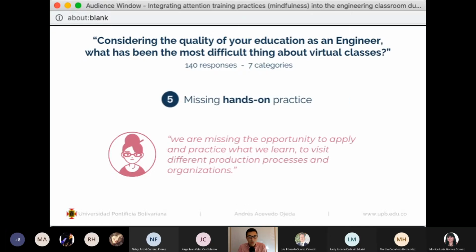Missing hands-on practice. So responses like, we are missing the opportunity to apply and practice what we learn, to visit different production processes and organizations. And remember, here I specifically asked them to consider the quality of the education they were getting.